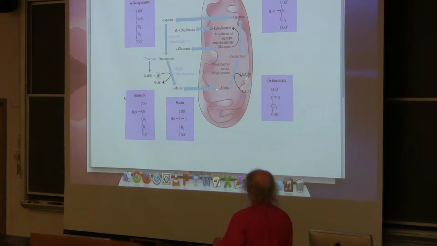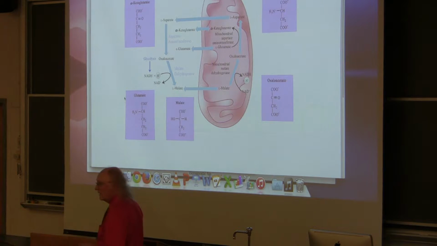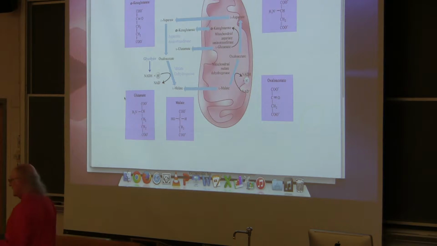Inside the mitochondrion, malate gets converted back to oxaloacetate, and in the process of doing that, regenerates NADH. This process is 100% efficient. It doesn't lose any energy in the process of making the molecule. Everything else that's shown on this figure is simply going back to regenerate the oxaloacetate.